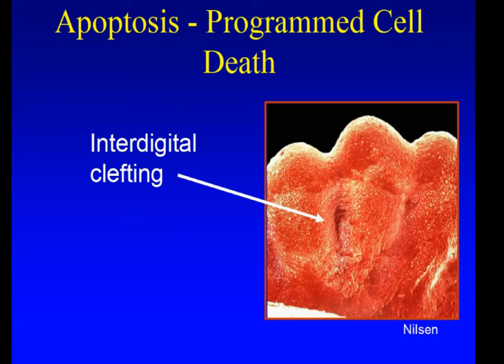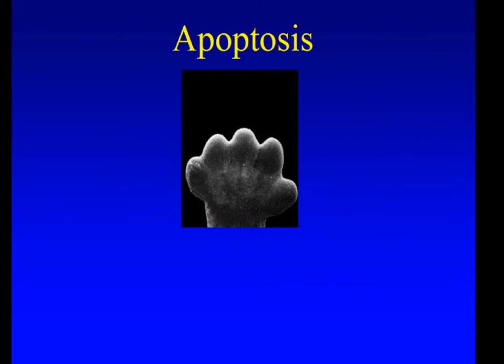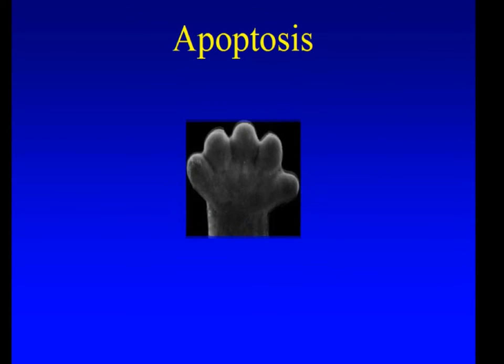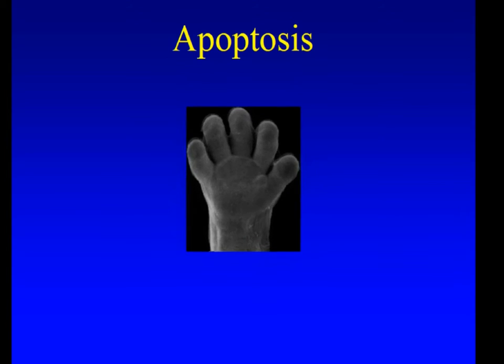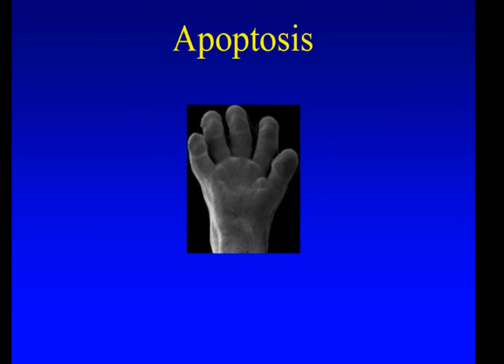So once you have the outgrowth of the limb bud, then the limb goes through apoptosis so that it separates into fingers because of the death of cells between those fingers. That's the interdigital clefting that you can see in this picture here. This is actually an embryo going through apoptosis so that you can see the fingers develop. Kind of cool.